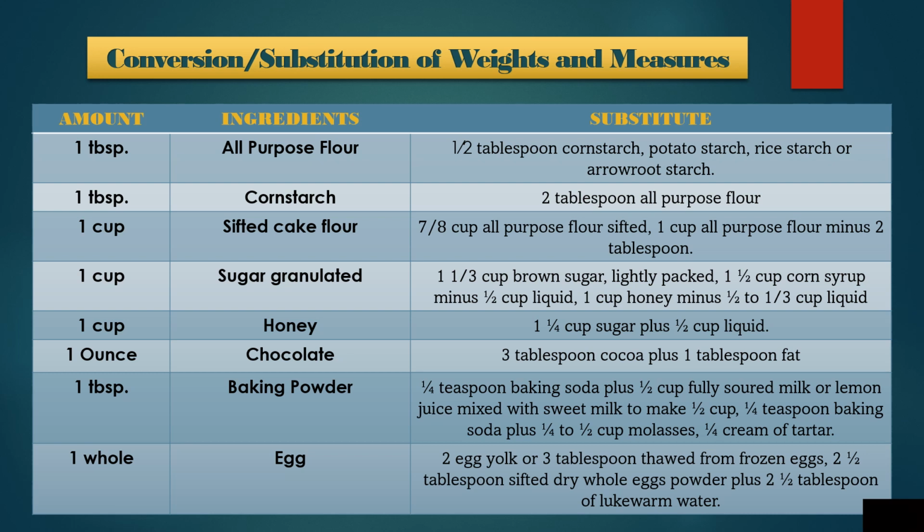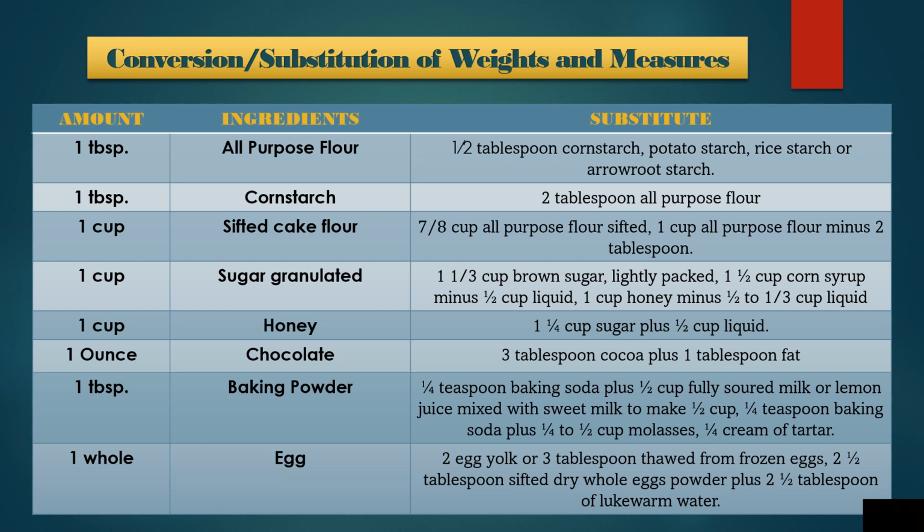Okay, so next natin is 1 cup of sugar granulated. Pwede natin siyang i-substitute sa 1 and 1/3 cup of brown sugar, lightly packed, and then 1 and 1/2 cup corn syrup minus 1/2 cup liquid, or 1 cup honey minus 1/2 to 1/3 cup liquid. And then 1 cup of honey, pwede natin siyang i-substitute into 1 and 1/4 cup sugar plus 1/2 cup liquid.